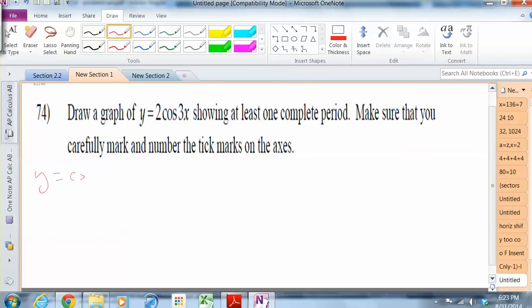Y equals cosine x. And if you know your unit circle pretty well, we would realize that a full period for cosine would be 2 pi. The amplitude would be 1. And if you start your first point at 0 and do 4 subdivisions: 0, pi over 2, pi, 3 pi over 2, and 2 pi. Okay, now I'll go to green to generate the graph.